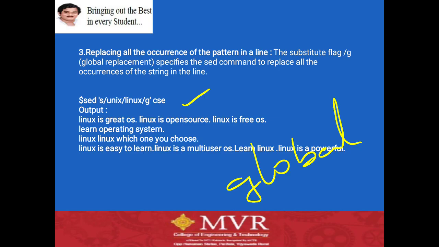See, in the first line we used Unix three times, and now it is replaced by Linux every time. Similarly for the third line and fourth line, wherever you find Unix, it will be replaced by Linux. So in this example, you won't find any Unix string in the output, because you have replaced all the Unix by using the G option. G is nothing but global, right?